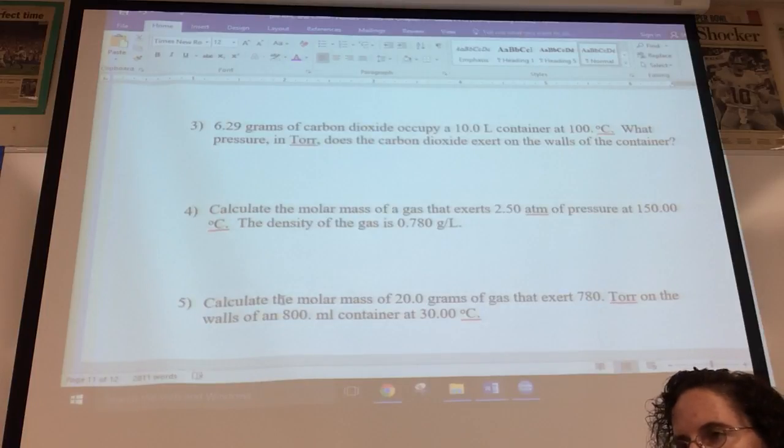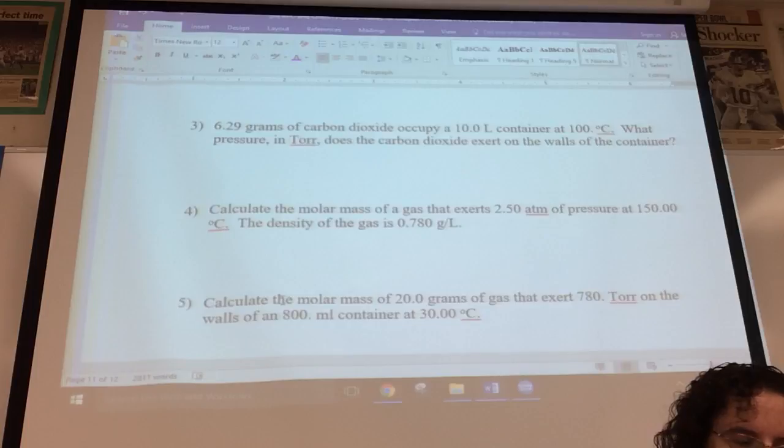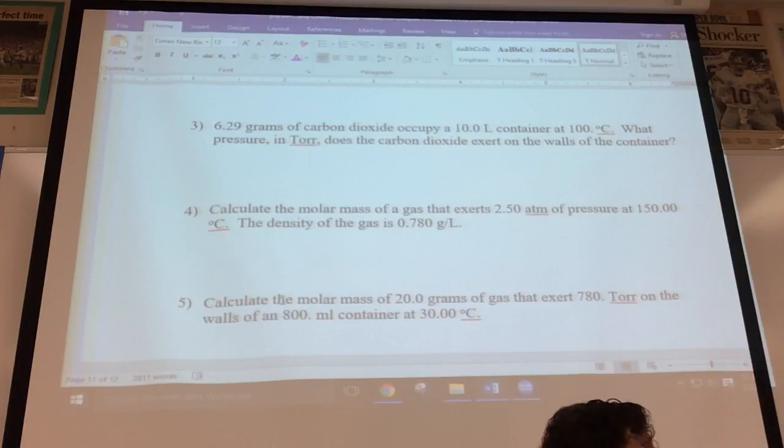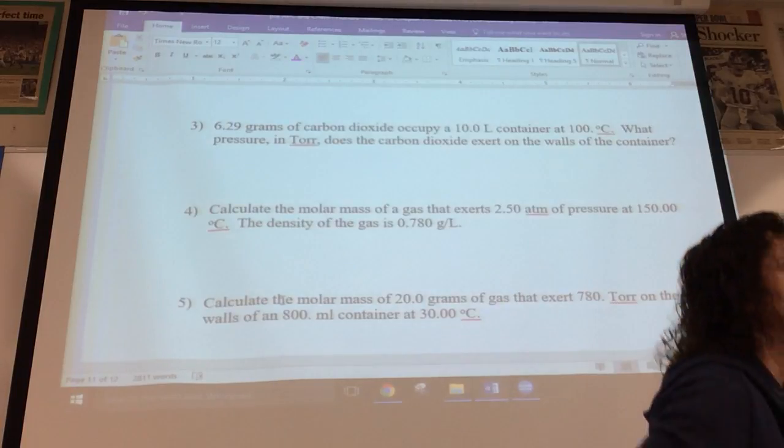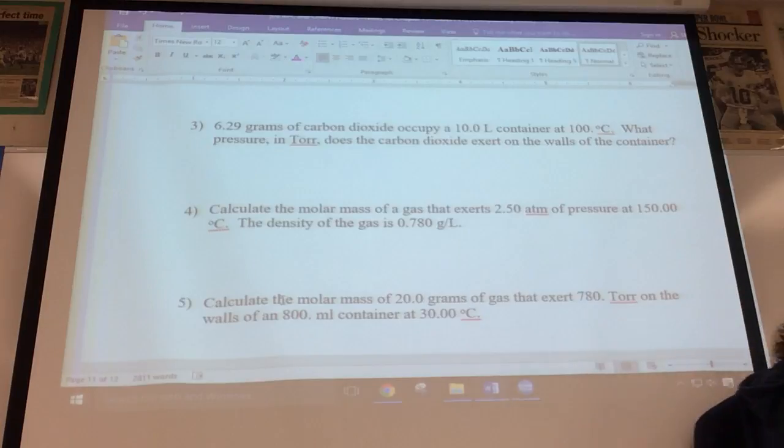0.276 grams, is that what you got? Okay, good. So again, get those variables out, figure out which formula is going to suit your needs best, and let it rip.